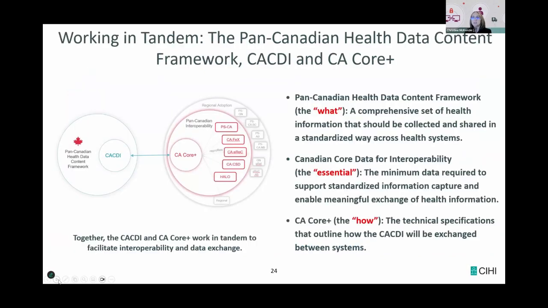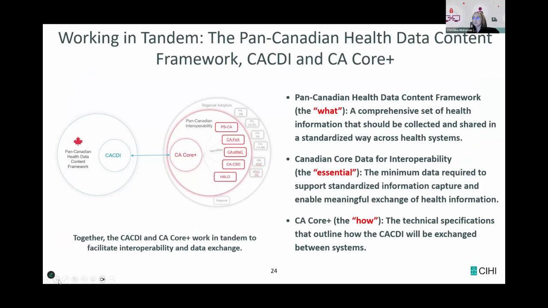Now, Shannon mentioned this, and I mentioned this earlier too. We are working closely with Canada Health Infoway to help advance interoperability within the country. And so as part of that work, CIHI's Pan-Canadian Health Data Content Framework, the CCDI, and the CA Core, which is the product that is being developed by Infoway, need to be working together in tandem in order to facilitate interoperability and data exchange.